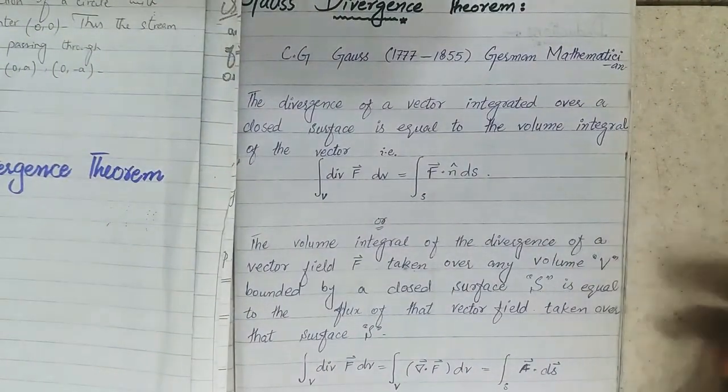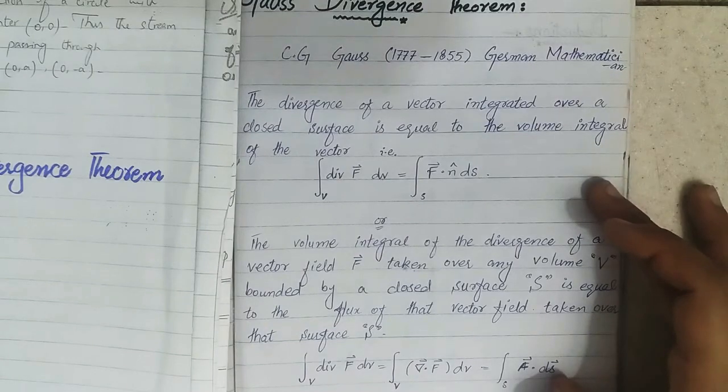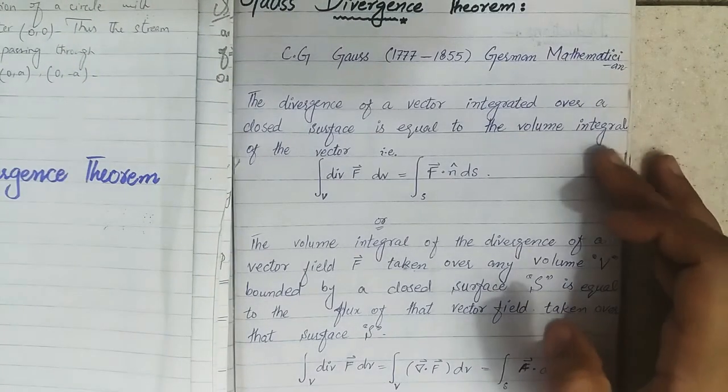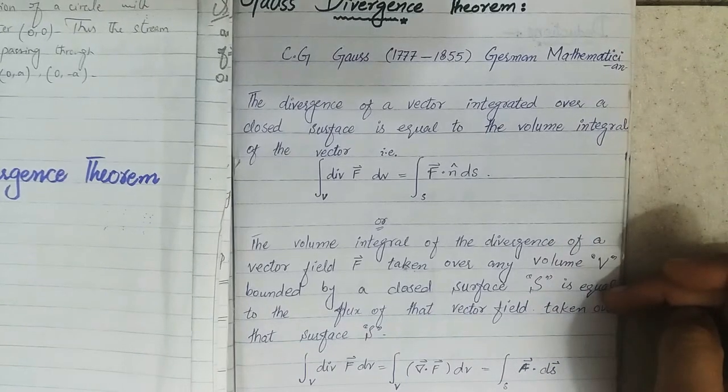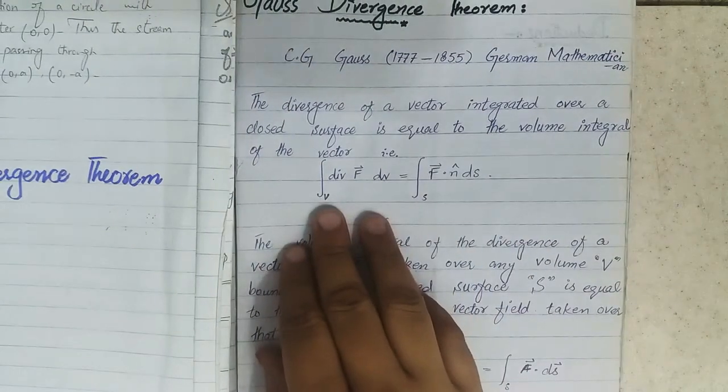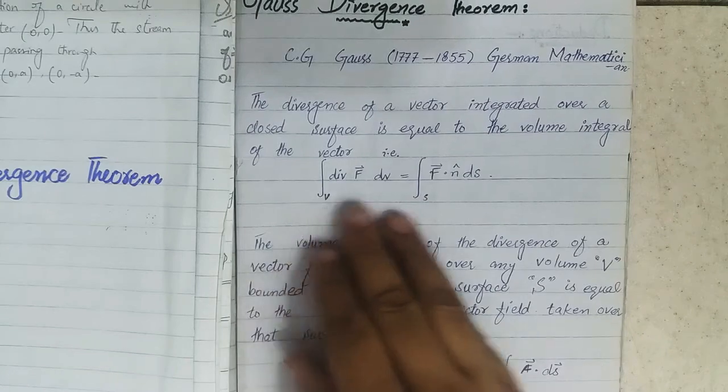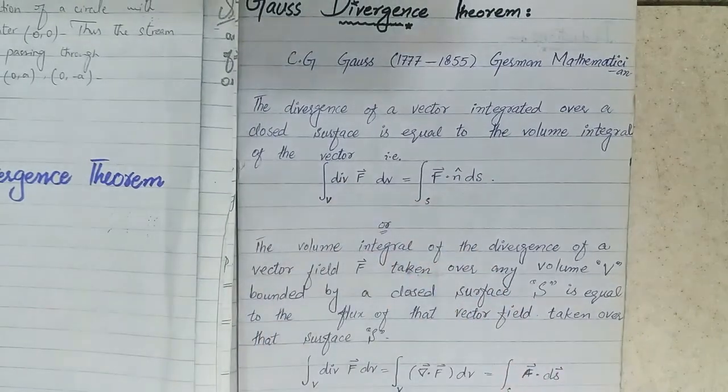Both statements are the same. One is in short form and the second is in explained form. That is, the divergence of the vector integrated over a closed surface is equal to the volume integral of the vector, where dV is the element of volume, dS is the element of surface, and n cap is the unit vector in the direction of dS drawn into the interior of the region.